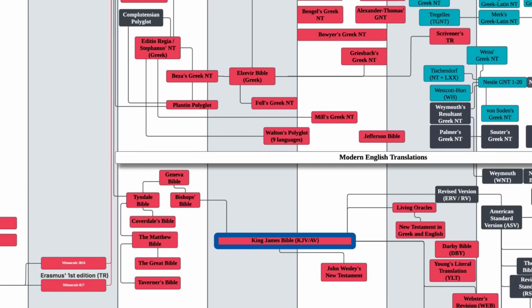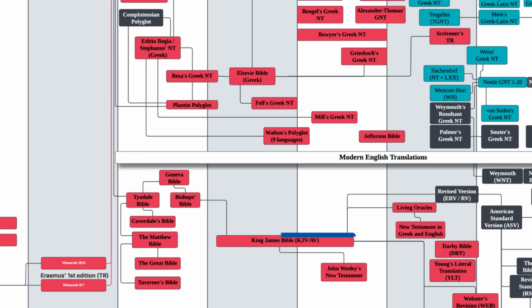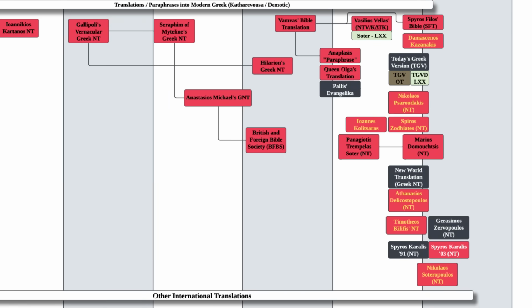To this day, there are some English-speaking Christians who consider the KJV to be the only accurate Bible translation available in English. Their argument is that God guided Erasmus and others in the Byzantine tradition, including the developers of the KJV, in the same way that God guided the original authors of the New Testament. Whereas when it comes to more recent translations, well, God didn't guide those. But it wasn't just English translations that Erasmus influenced. You can see down here that his work influenced many modern Greek versions and many other international translations as well.